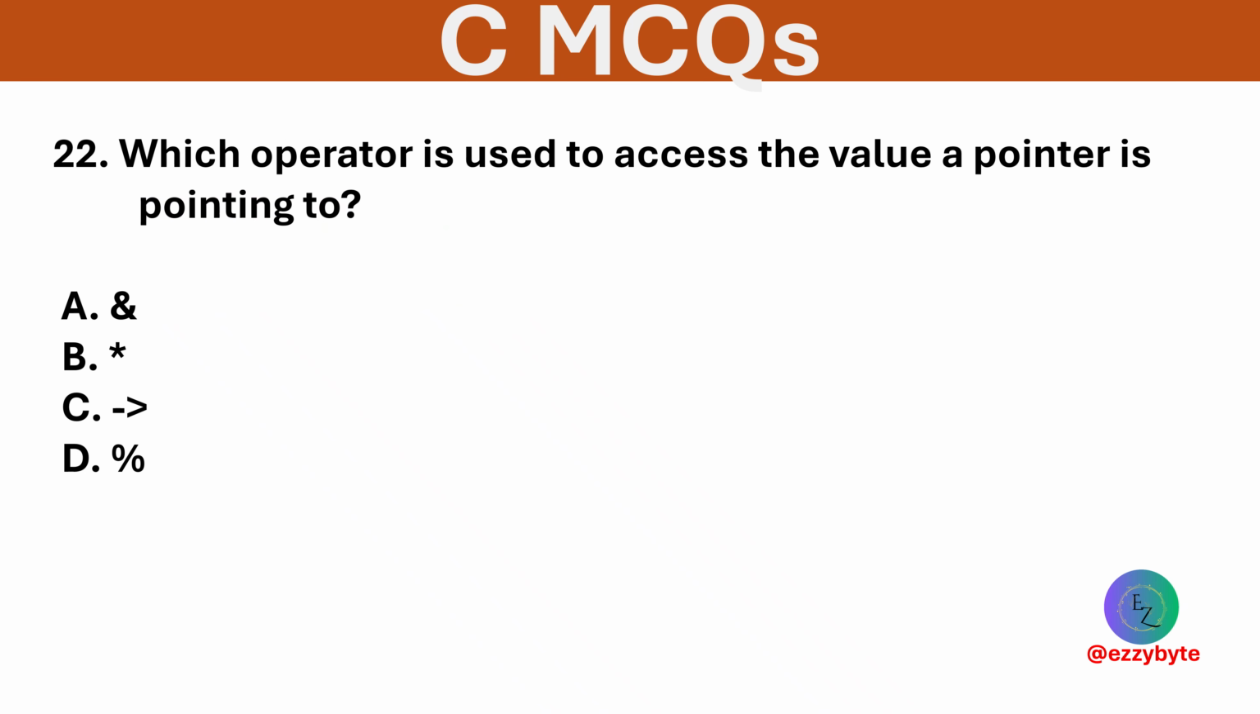Which operator is used to access the value a pointer is pointing to? Options are ampersand, asterisk, arrow operator and modulo. Option B is correct. Asterisk is used to dereference a pointer.